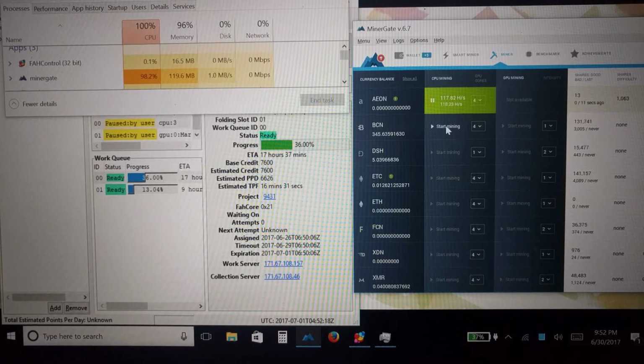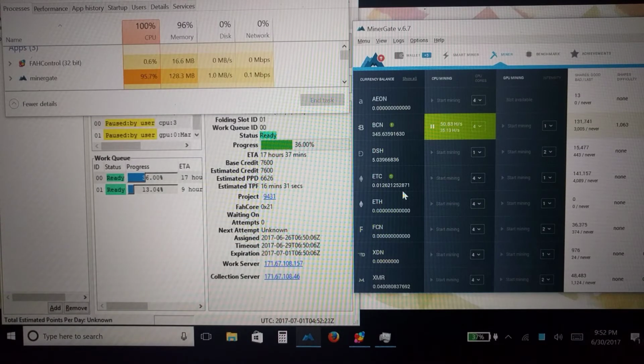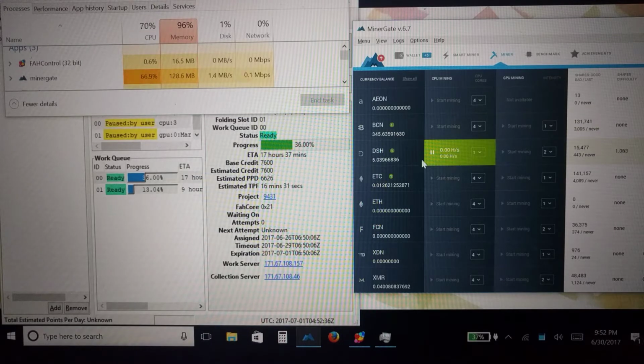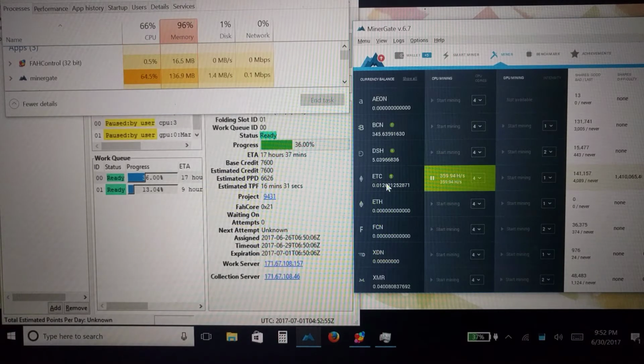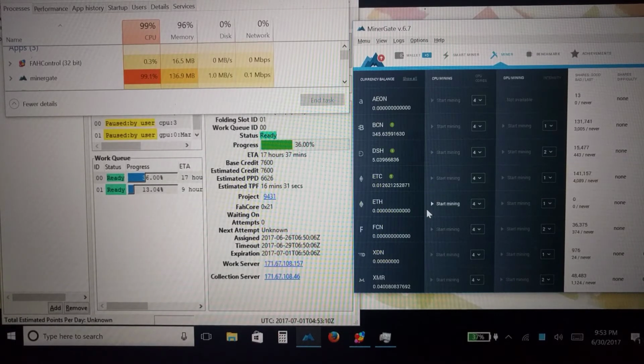Okay, and we're going to move on to the next one. We're going to switch this to 4. Now this is Ethereum Classic. Now this is Ethereum.